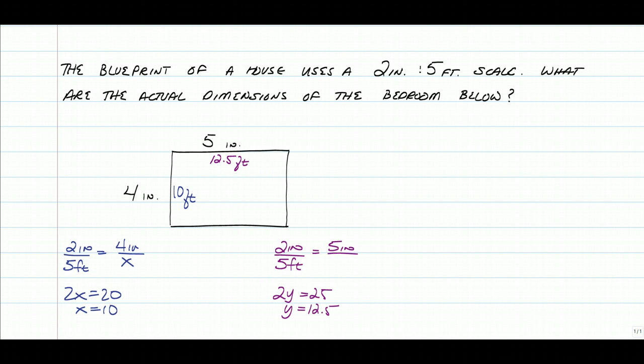To do that, you just had to take the given scale and set it up twice. 2 inches over 5 feet is equal to 2 inches over 5 feet. And then for each wall, you would put 4 inches over how many feet and 5 inches over how many feet. From there, all you had to do is cross multiply and solve, and you would find out that the walls are 10 feet and 12.5 feet.